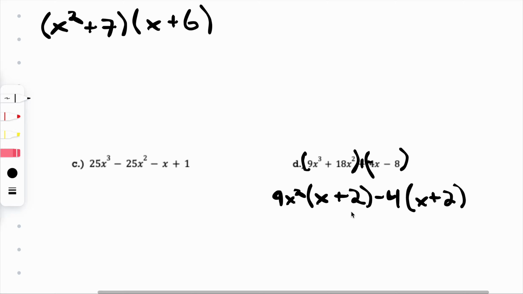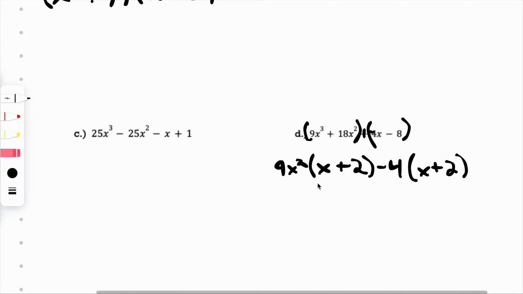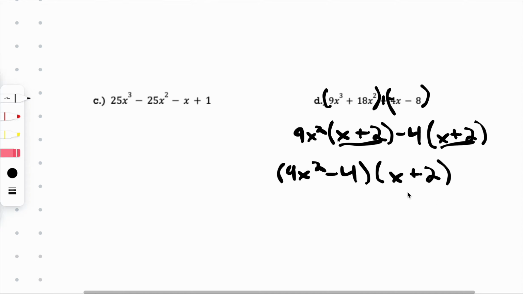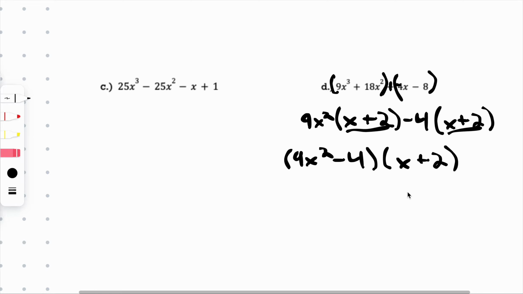Okay, great. Now, what we can do is we have these x plus 2's, so we can combine 9x squared minus 4 and x plus 2. Great. Now, one might think we're done here, but we're actually not. So this is what I was talking about before. Keep in mind that you may have to simplify this expression more. So in this case, we can.